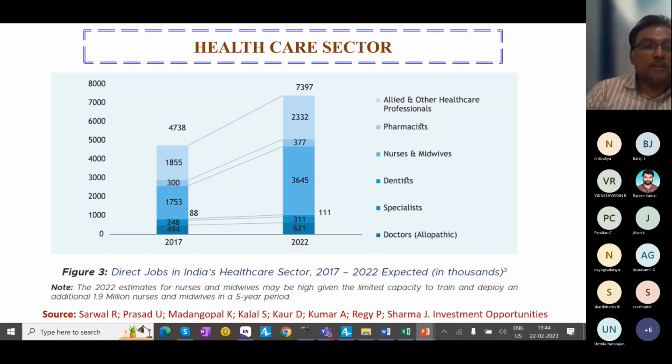And this slide shares the job opportunities in this domain. And you can find here, the 2022 estimate for nurses may be high, given the limited capacity. We have limited capacity to train. So there is a requirement of 1.9 million nurses. I think in the recent budget also, the Government of India submitted a proposal for adding more nursing colleges. So that shows the significance of this domain. So you can find a lot of opportunities in this domain, maybe in the form of a startup or in the form of some other direct employment.